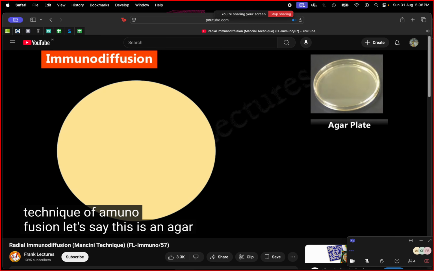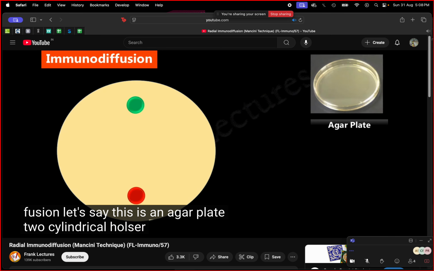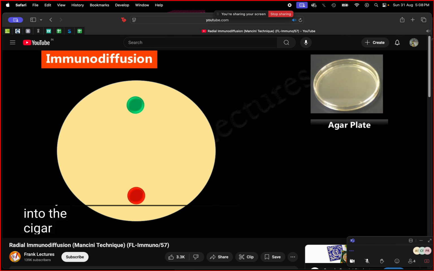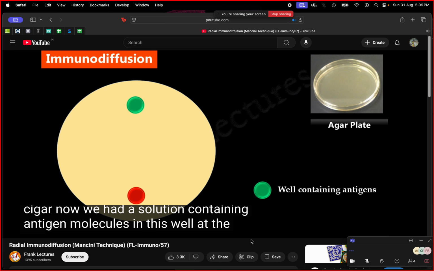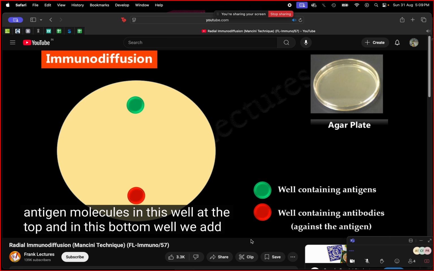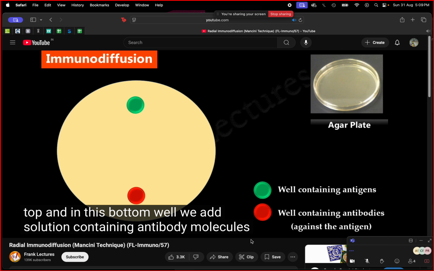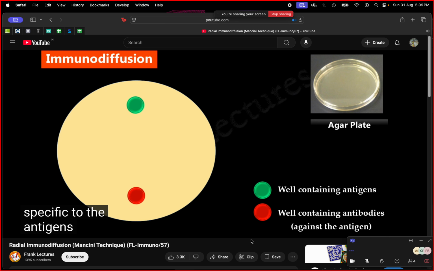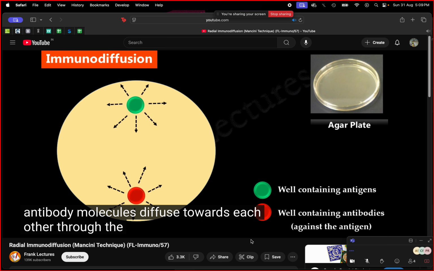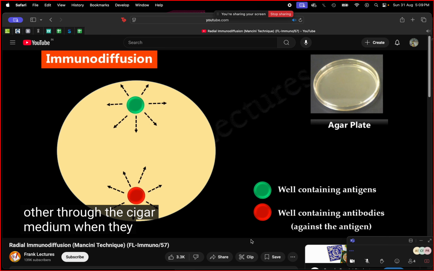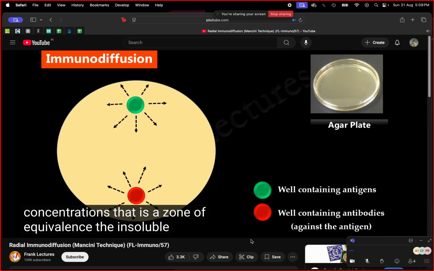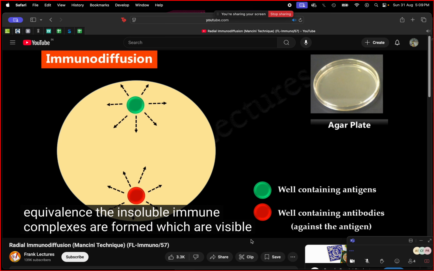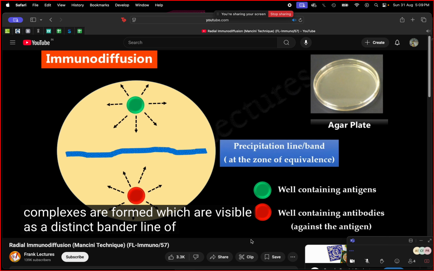Let's say, this is an agar plate. Two cylindrical holes or wells are made into this agar. Now we add a solution containing antigen molecules in this well at the top. And in this bottom well, we add solution containing antibody molecules specific to the antigens. After some time, antigen and antibody molecules diffuse towards each other through this agar medium. When they reach their optimal concentrations, that is at zone of equivalence, the insoluble immune complexes are formed, which are visible as a distinct band or line of precipitation.